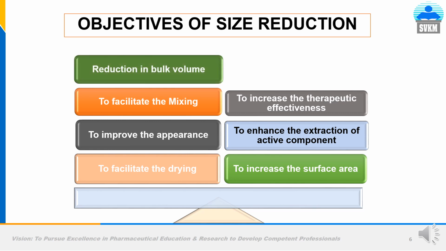Next, reduction in bulk volume, which helps reduce shipping charges due to the small particle size. And the last objective, chemical reactivity of fine particles. The chemical reactivity of fine particles is greater than that of coarse particles. They will react earlier as compared to coarse particles. So these are the objectives of size reduction.